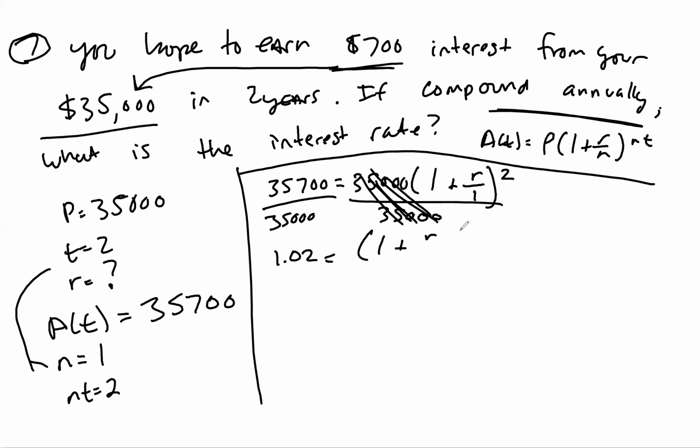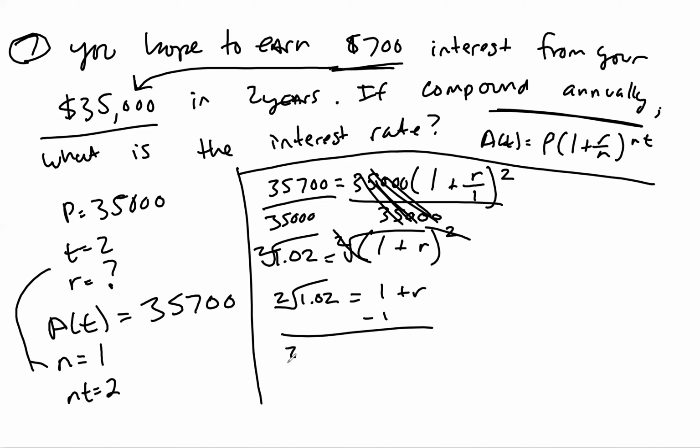Now, since this is R over 1, let's just say R divided by 1 is just R. And that whole thing is still squared. Now I'm going to have to take the square root of both sides. The square root and the square cancel, and that leaves me with the square root of 1.02 is equal to 1 plus R. Now I subtract 1 from both sides. So the square root of 1.02 minus 1 equals R.